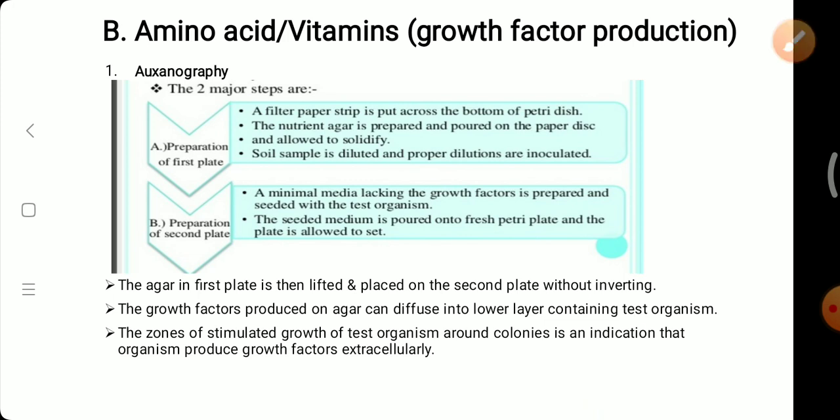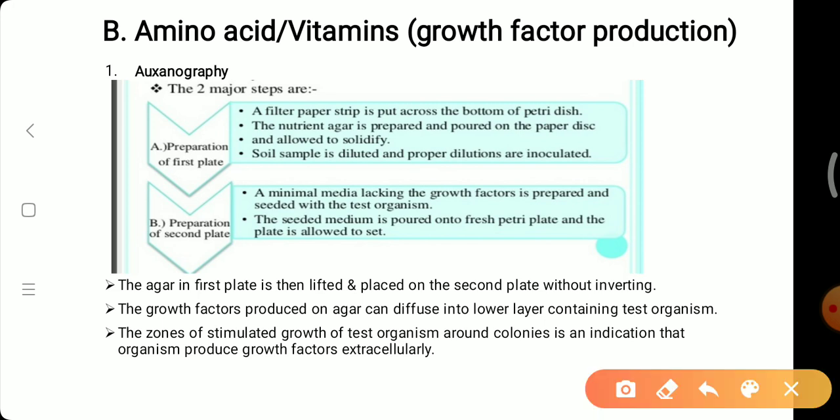Second is amino acid or vitamin growth factor producing organisms. This method is known as the auxanography technique. In that, two steps are required. The first step is preparation of the first plate and the second step is preparation of the second plate. Preparation of first plate and preparation of second plate.